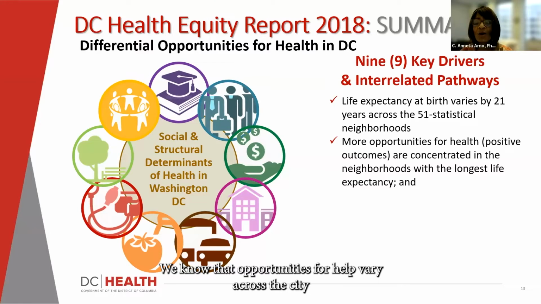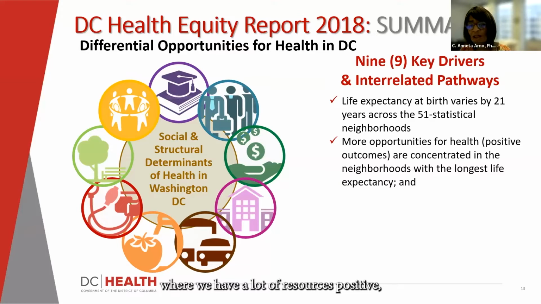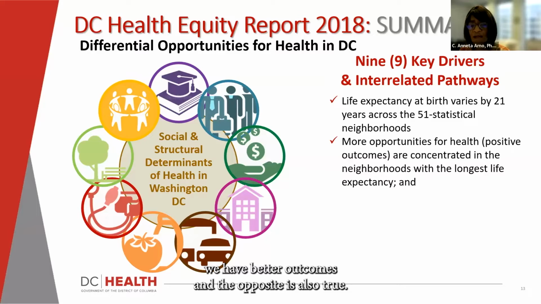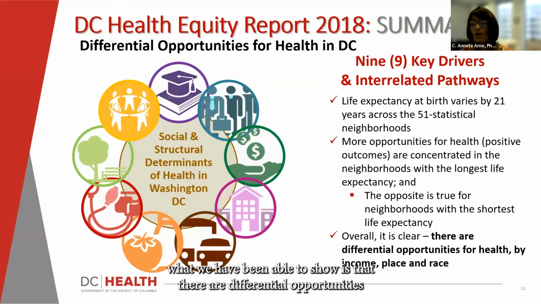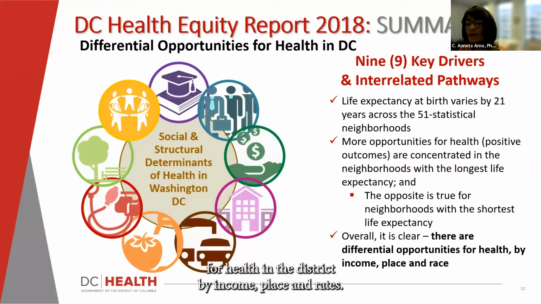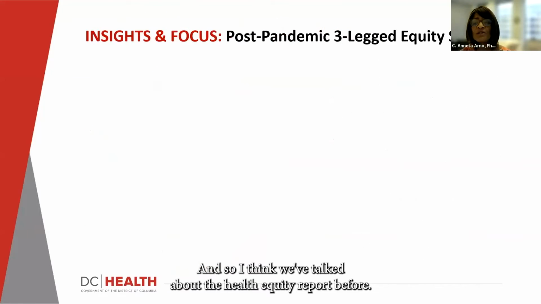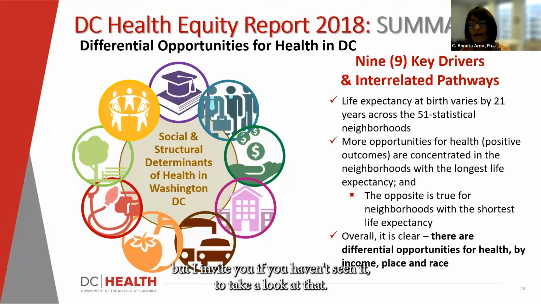So we know we have 21 years difference in life expectancy at birth. We know that opportunities for health vary across the city, where we have a lot of positive resources, we have better outcomes, and the opposite is also true. And then finally, what we have been able to show is that there are differential opportunities for health in the district by income, place, and race. And so I think we've talked about the health equity report before. Let me just go back.